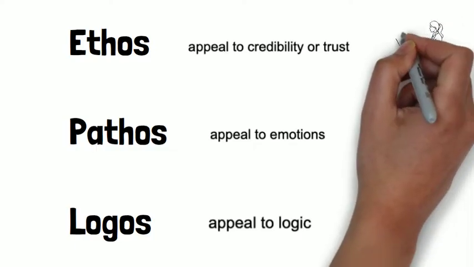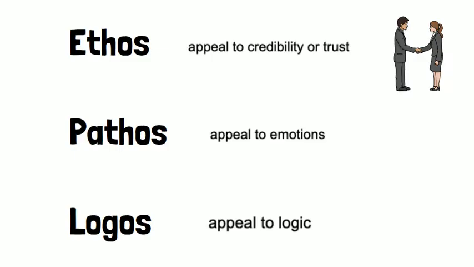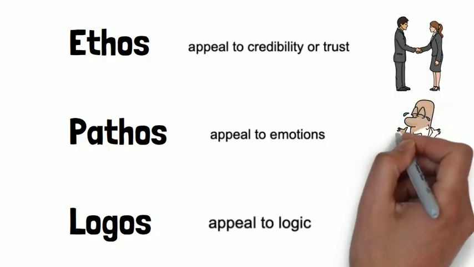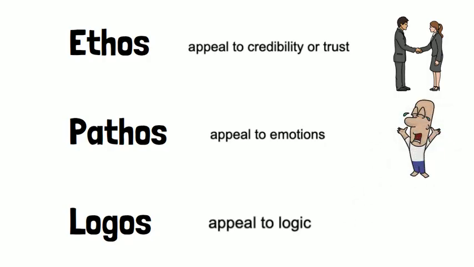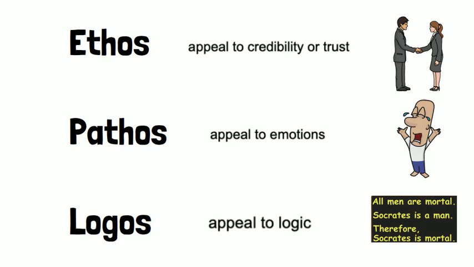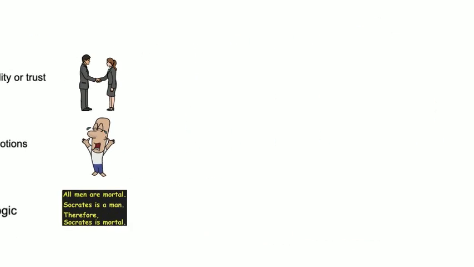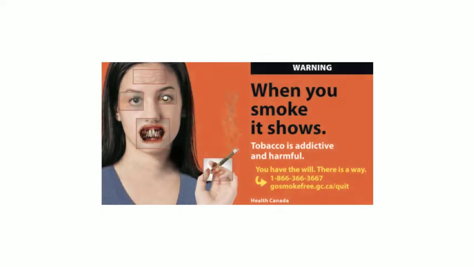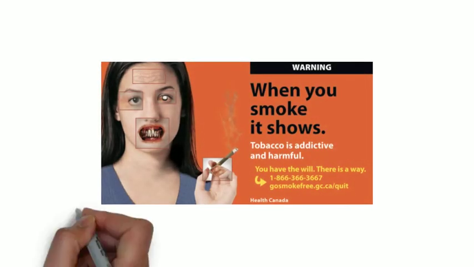As a quick reminder, ethos is an appeal to credibility or trust, pathos is an appeal to emotions, and logos is an appeal to logic. Every argument or form of rhetoric caters to one of or a combination of these appeals. For example, this piece of visual rhetoric caters to all three appeals.